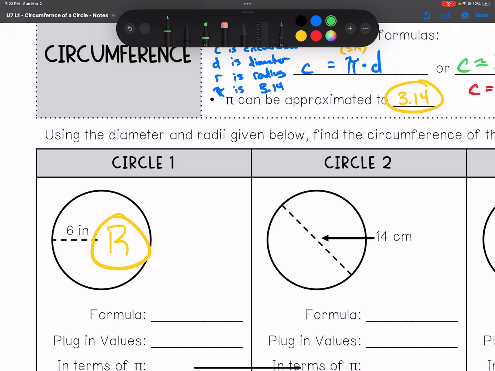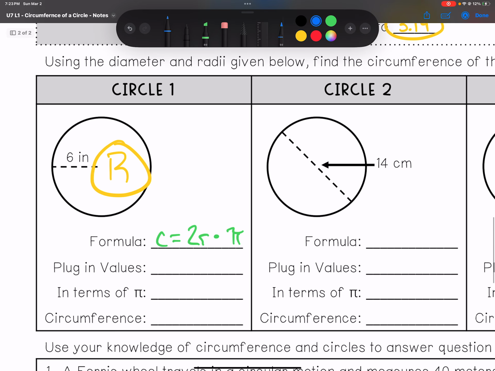So we're going to use the formula C equals 2 times the radius times pi. Now, you're going to see that written as this. Understand there's multiplication between all those. We've talked about that before. But anyways, we're going to plug in the values. So we're going to have C, we don't know the circumference, equals 2 times the radius, which is 6, times pi, which is 3.14.